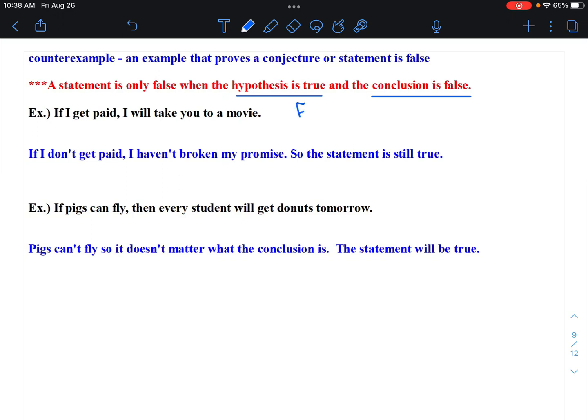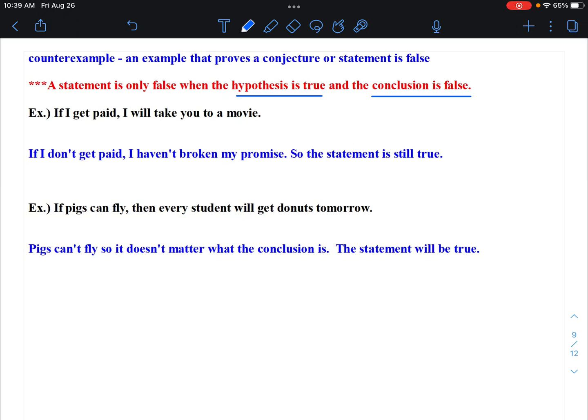So think about this. If the hypothesis part itself is false, it doesn't matter what the conclusion says, whether the conclusion is true or false. If the hypothesis is false, the entire statement is true. That almost sounds backwards, but that is the case. Because the hypothesis is usually the condition. And here's an example.